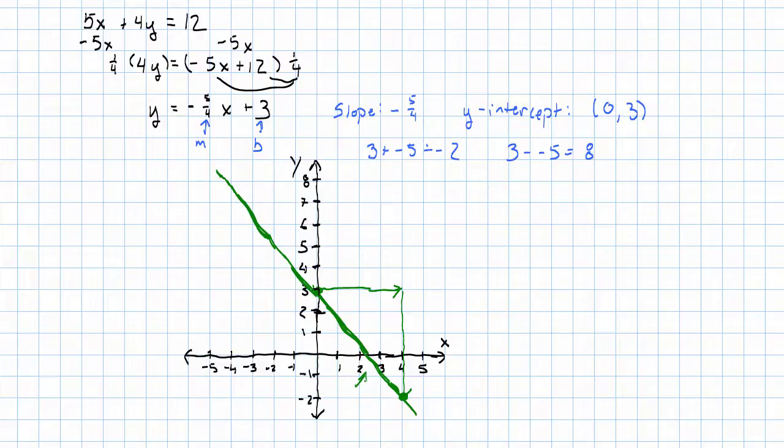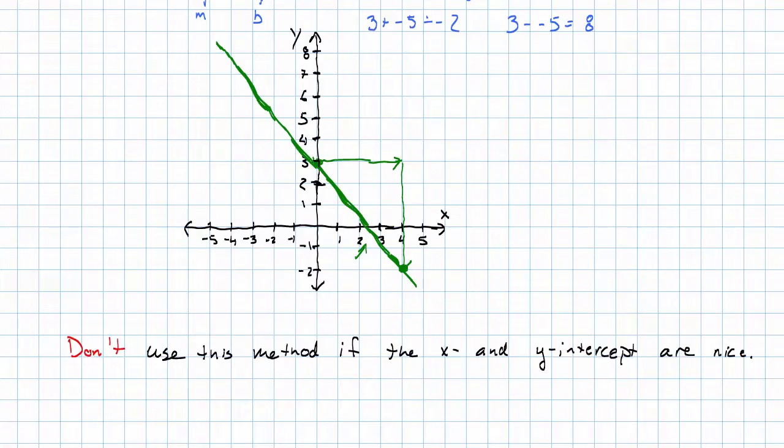Okay. Why would we not always use this method then? Well, if we know that the x and y-intercepts are nice numbers, then we don't need to do any of this solving for y stuff. On the other hand, if our equation is already solved for y, and the y-intercept is nice, we might as well use this method, because then we don't have to do any algebra.